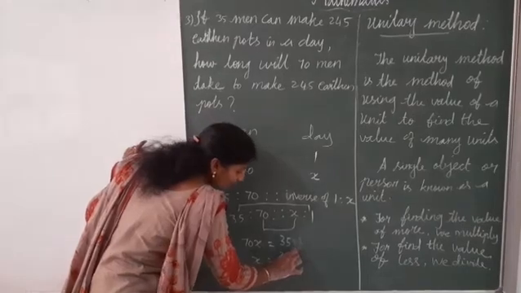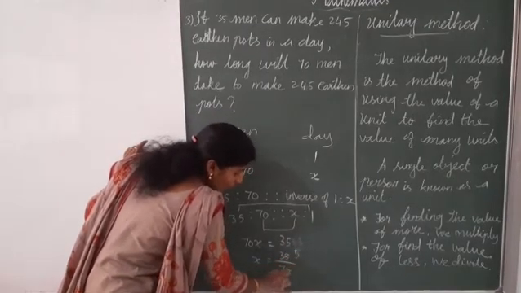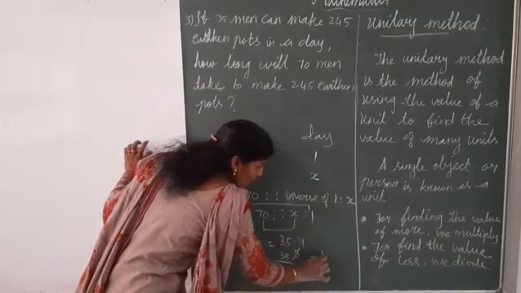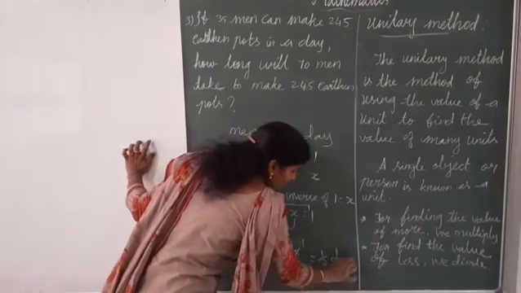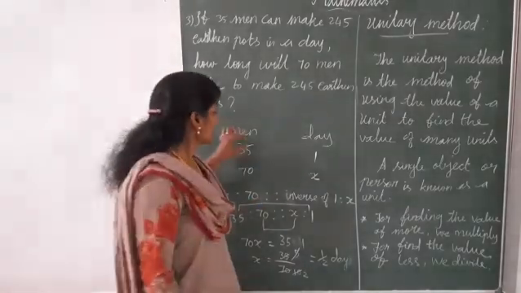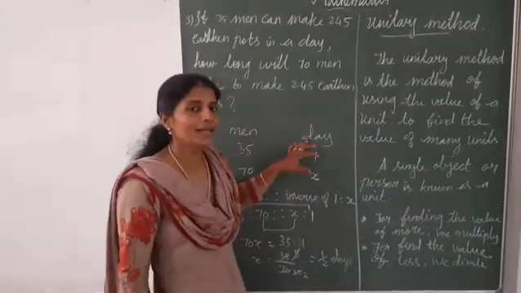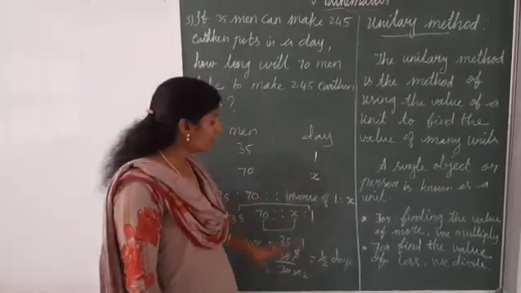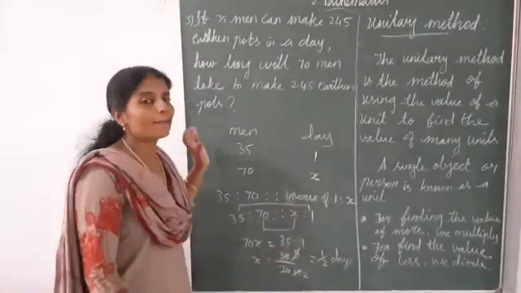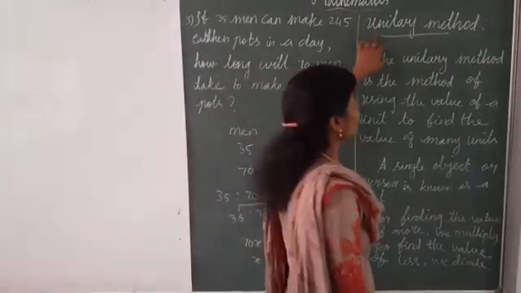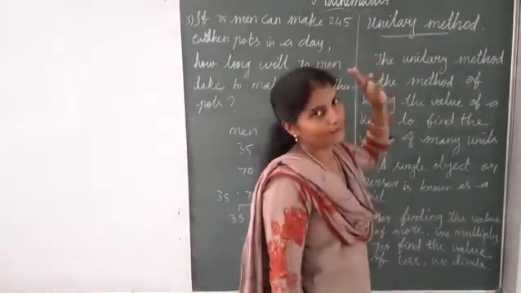5 7s are 35, 1 7 is 7, 0, 1 5 is 5, 2 5s are 10. So 1 by 2 day. How many days? 1 by 2 day means half day. 35 men take 1 day, 70 men take only half day. Okay, this is inverse proportion. Clear? Okay. Next topic, that is unitary method.